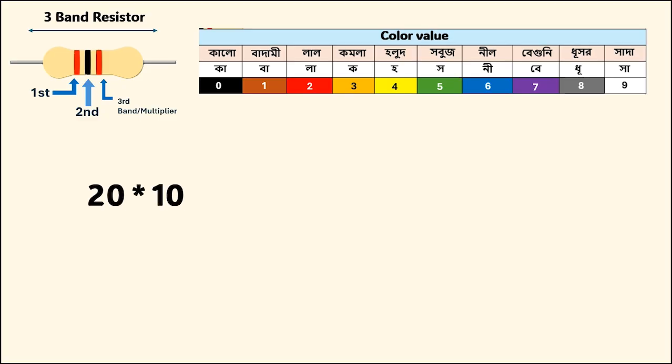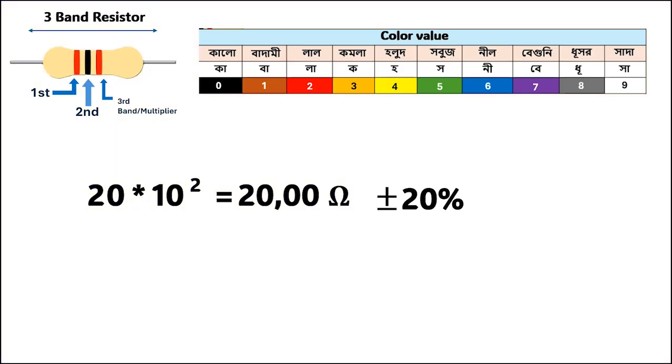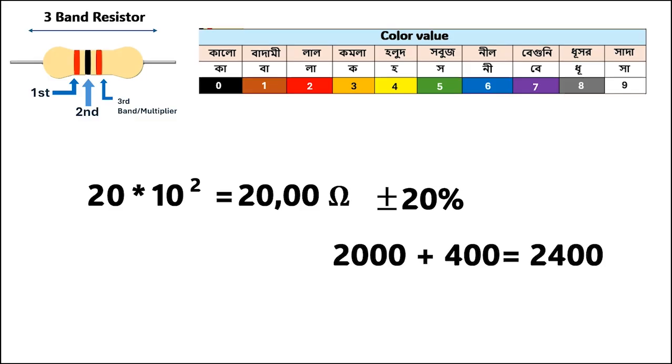Then the power of 10 will be band number 3. The color in band number 3 is also red. For red color we get 2. After doing the calculation, we got 2000 ohms as a result. Now since there is no tolerance band in this resistor, we will assume its tolerance is plus or minus 20%. 20% of 2000 is 400. Then if it is 2000 plus 20%, the value of the resistor will be 2000 plus 400, i.e. 2400 ohms. And if it's minus 20%, then the value of the resistor will be 2000 minus 400, which is 1600 ohms. Then the value of this resistor can be between 1600 and 2400.